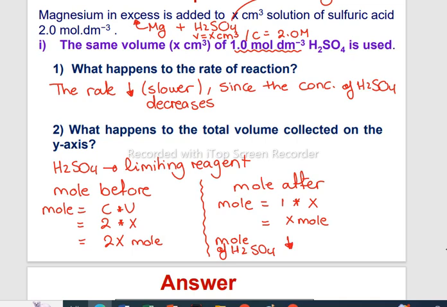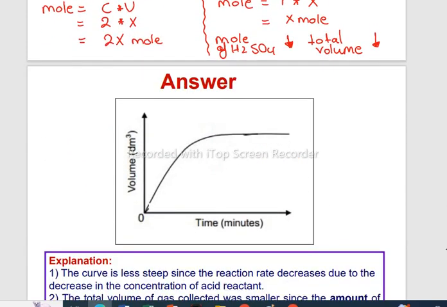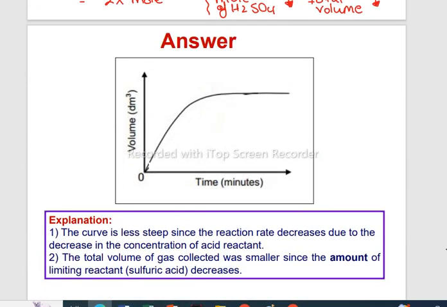So this will definitely affect the total volume collected. So the total volume of hydrogen gas will also decrease. And this will affect the ending part of my curve. Since the limiting reagent mole number becomes smaller, the hydrogen gas that will be collected in this experiment will also decrease. Let's apply on these two questions and answers.